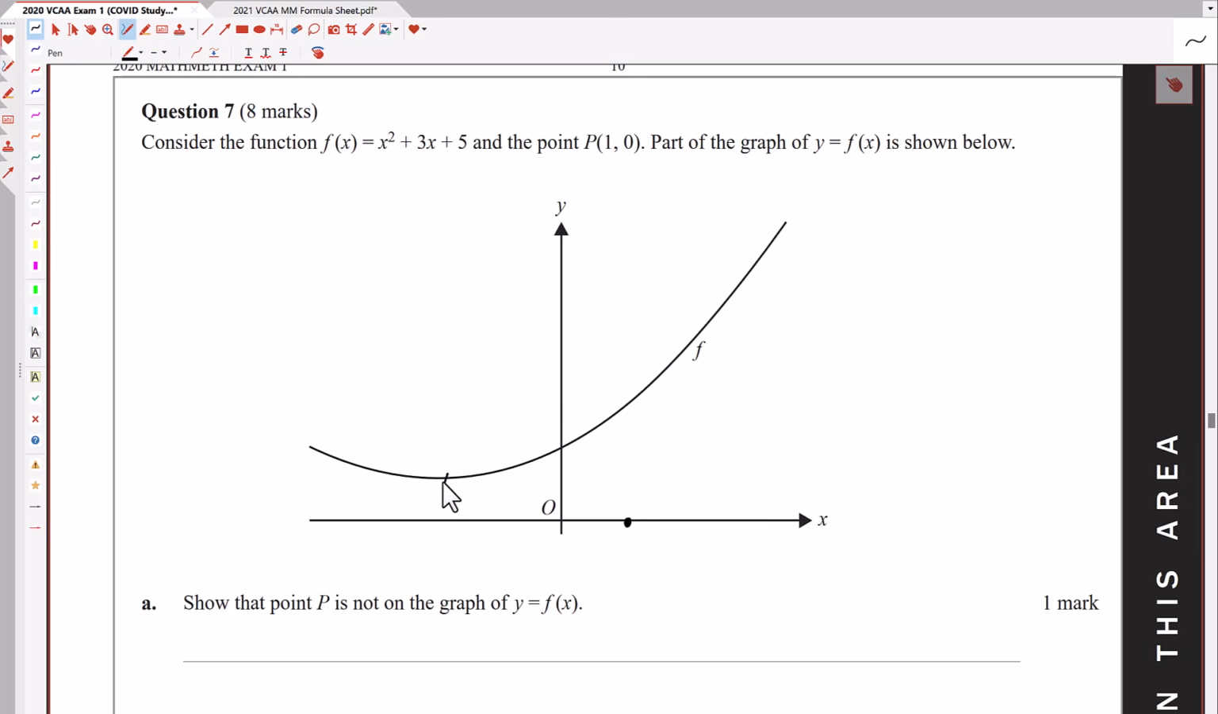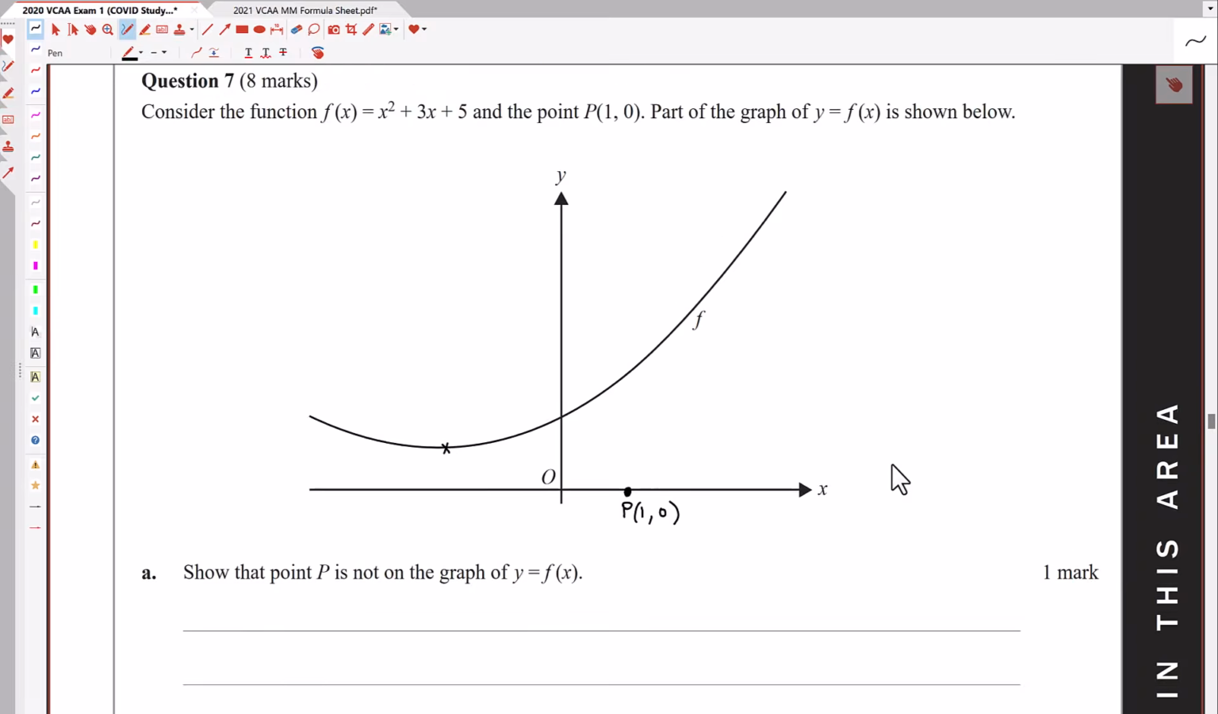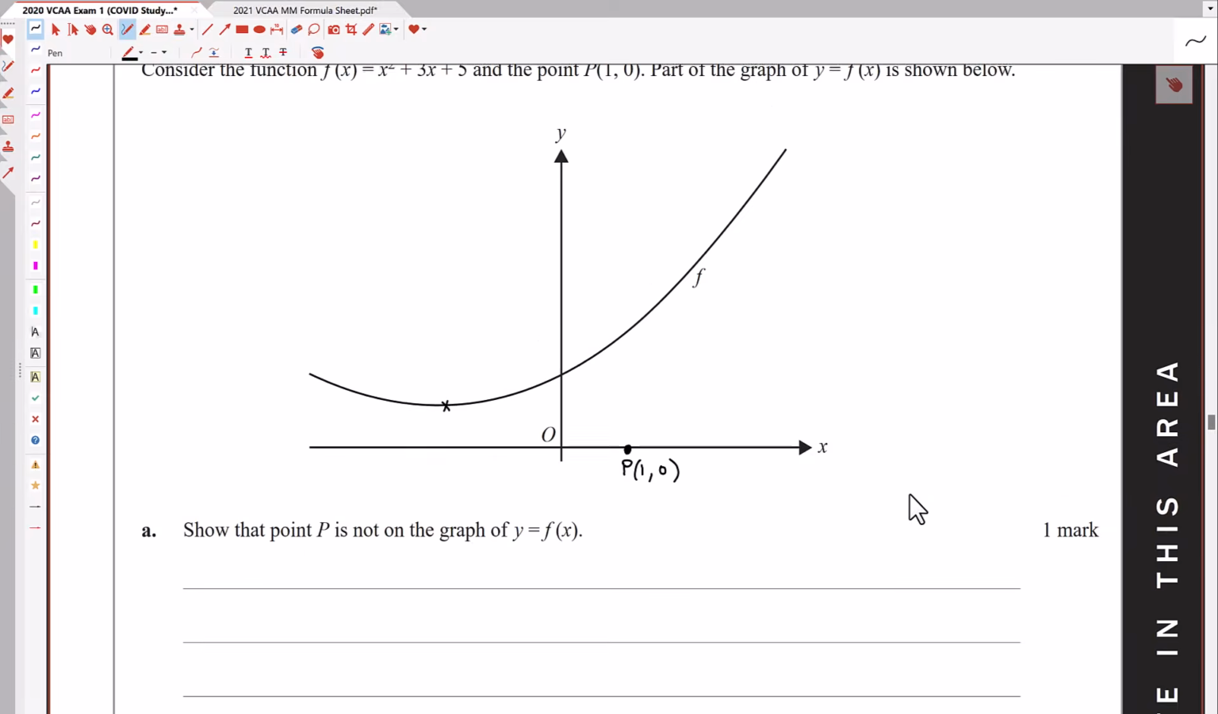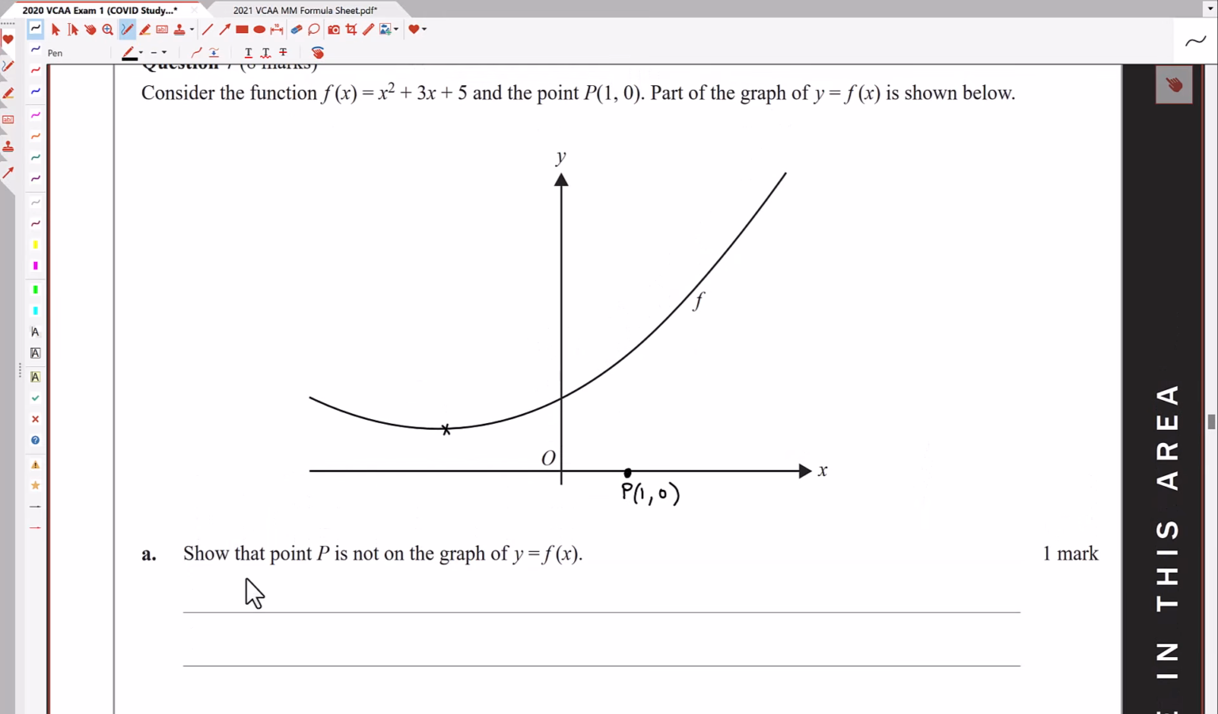We could work out where that turning point is as well, to scale things accurately, but let's not worry too much about it. So let's say this is P. Show that the point P is not on the graph. Now it's really obvious from the diagram that the point P is not on the graph, but what we want to do is show that when x equals 1 in the function, the y value does not equal 0. Okay, so we want to do f of 1, which would be to show that.